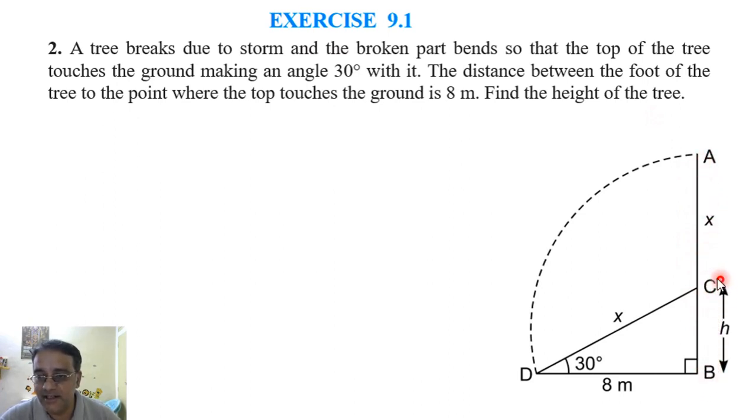AB is the original height और point C के पास से tree break हुआ है and the top of the tree after bending it will touch the ground at point D. So ये पूरा जो CD है, this is the length equals to AC and both are equals to X. Okay, and this angle is equals to 30 degree, it is given, and here the distance of where the top touches from the foot of the tree is given 8 meter.